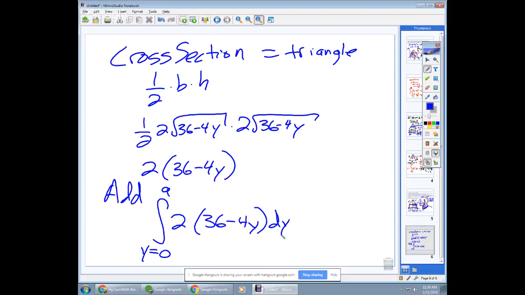Okay, I'm going to write the antiderivative down, and I'm going to show you my trick for plugging it into Desmos or GeoGebra, which will help all of you make fewer errors. For the antiderivative here, the 2 is just chilling out. I'm going to get a 36y. Don't forget parentheses there, that's important. And then minus 4y squared over 2, which is 2y squared. Minus 2y squared. We have to take that from 0 to 9.